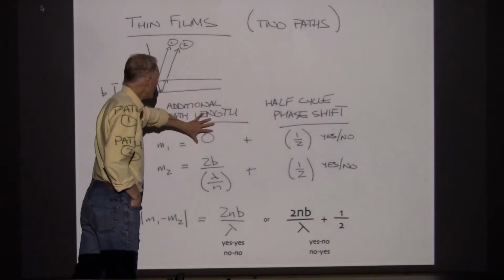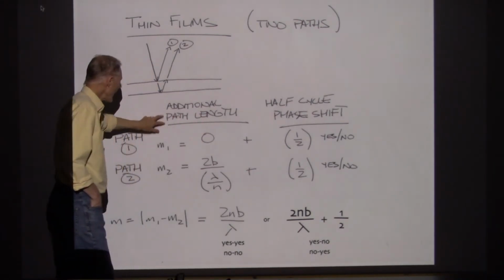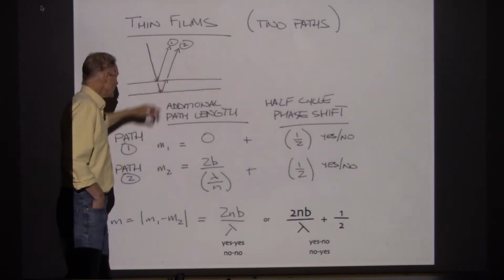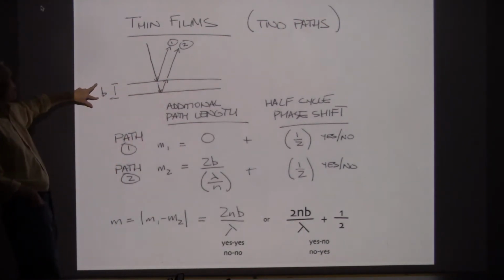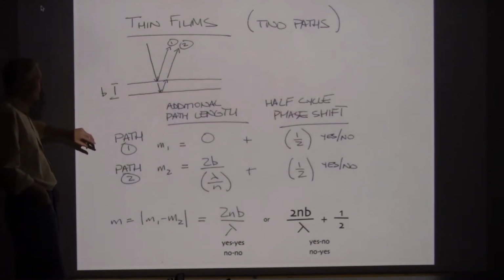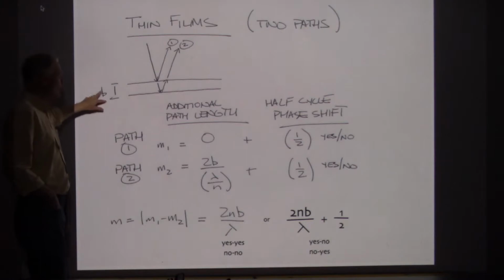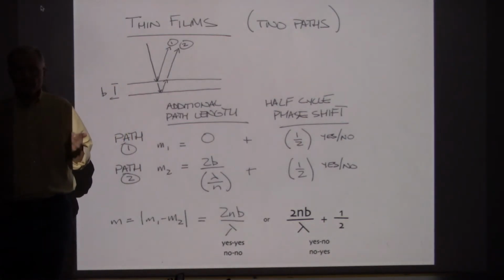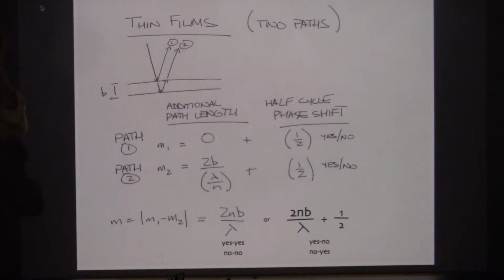I'll say that's no additional path length. But path 2 goes all the way down and back. Now I'm going to say that the thickness of the film, the thickness of that thin layer, is B. And so the distance down and back is 2B. And if I want to count the number of cycles, that would be 2B divided by the wavelength.